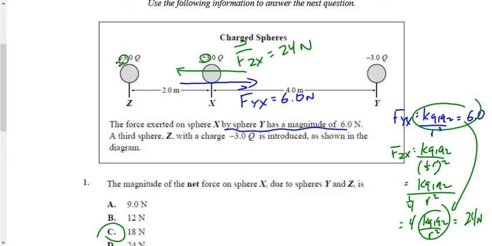You can say that the force of Y on X is 6 newtons, and it's also equal to K, well, we know what K is, times Q1 times Q2, but Q1 and Q2 are the same value, right? So that becomes the same as Q squared over 4 squared. So if we know this, we know this, we know this, we can solve for Q, and then, well, we know that charge Z is the same value, and then we can just say F is equal to K QZ QX over 2 squared, and we'll get 24 newtons there as well. Does that make sense?